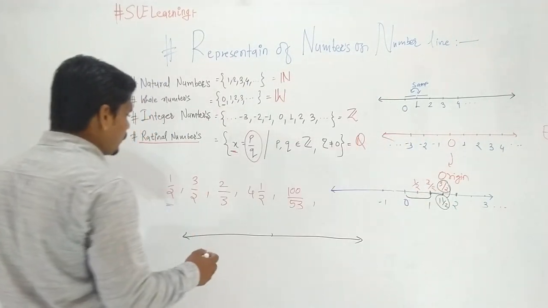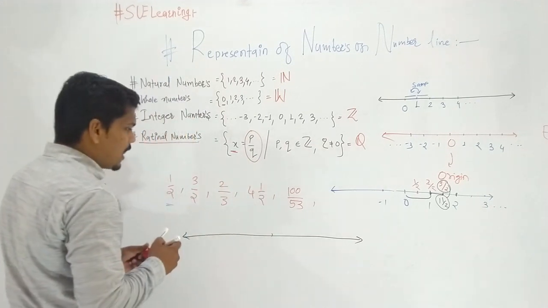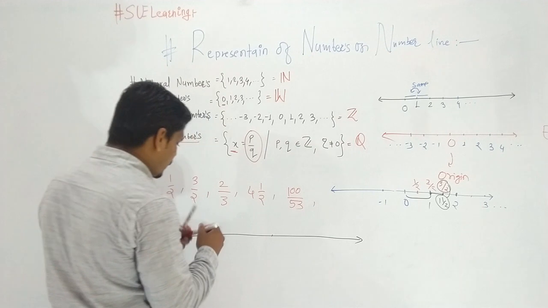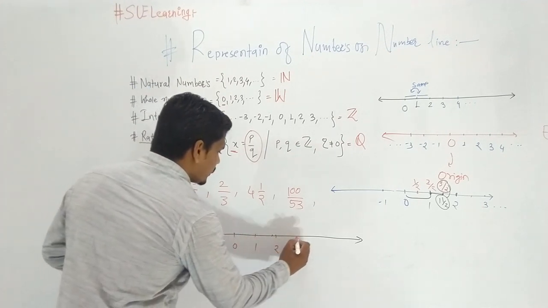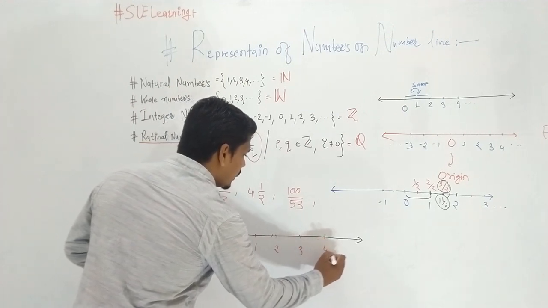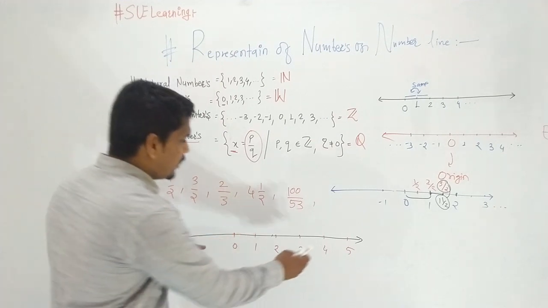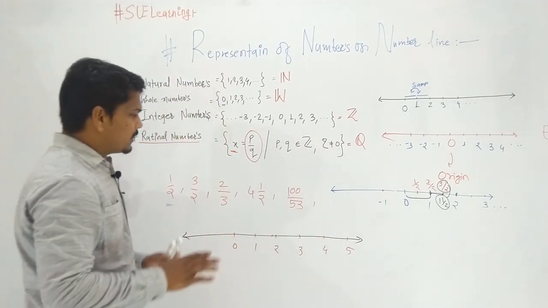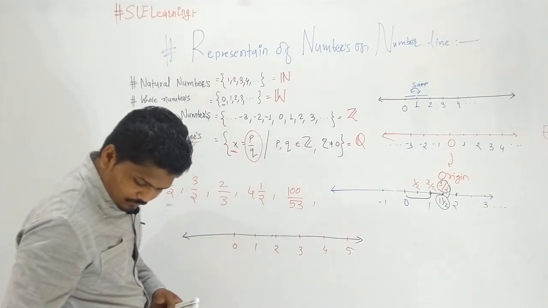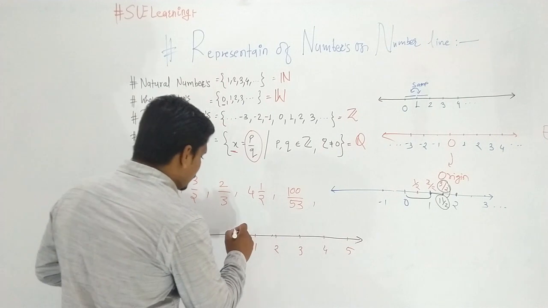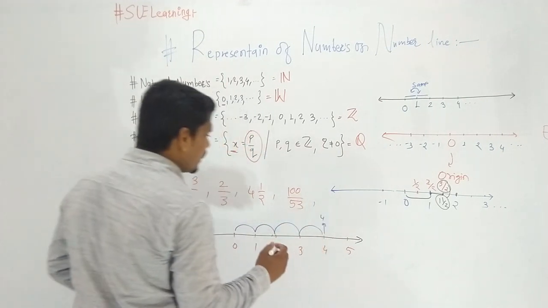Now come here, okay? We will plot our 4 1 by 2, okay? What happened with 4 1 by 2? This is a positive number. Therefore I will start from 0. I will go for 1, then 2, then 3, then 4, then 5. You can observe this 4 1 by 2 is exactly lying between 4 and 5. You can observe this, okay? Therefore I will directly go for 4 first. Here it is your 4. This is 1, this is 2, this is 3, this is your 4, okay?